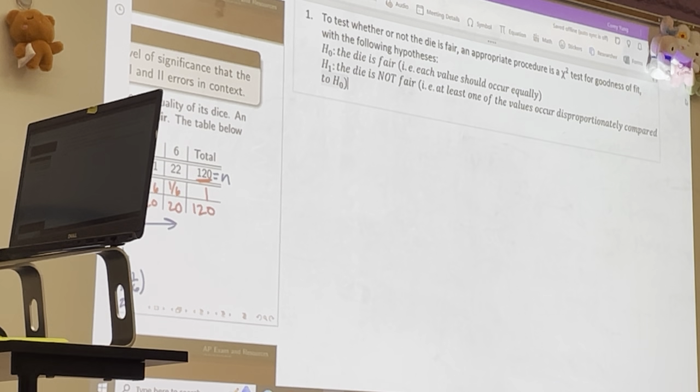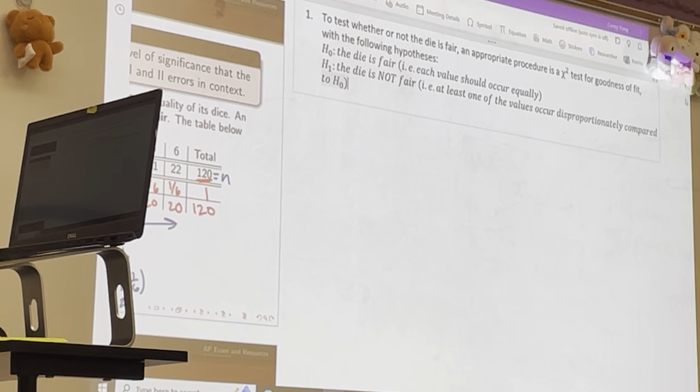So that's what my hypotheses are like. So the dice is fair. I'm going to assume that to begin with. That's the basis of my expected values, 20, 20, 20 across the board. Now I'm going to try to find evidence, the data that I collected, to say that the dice is not fair. Okay? Yes? Sure. All right.